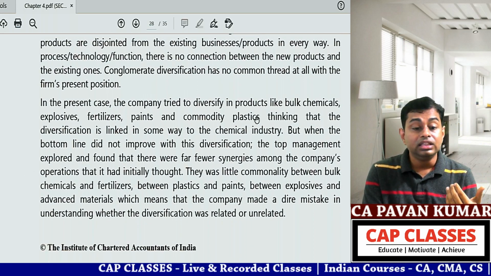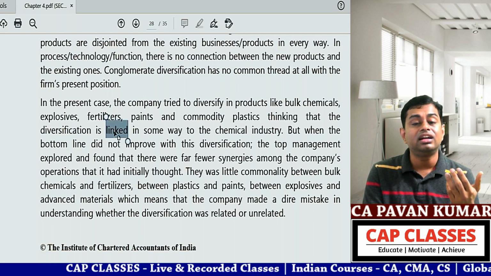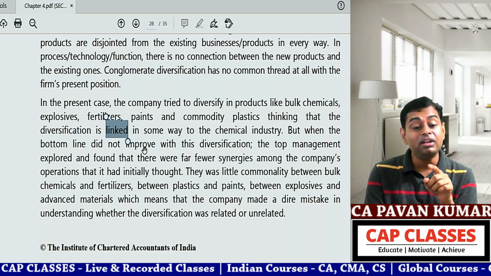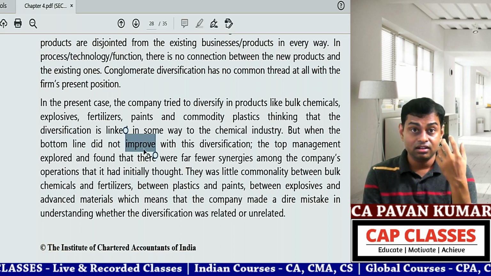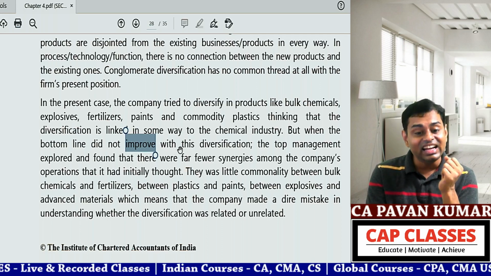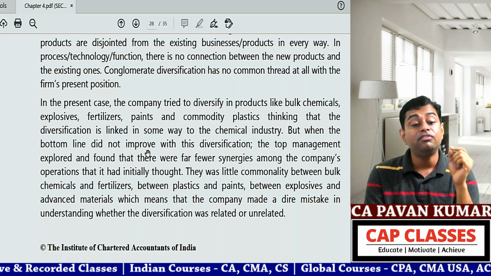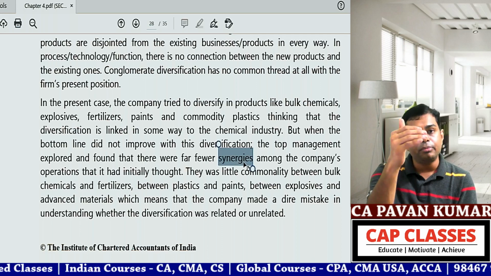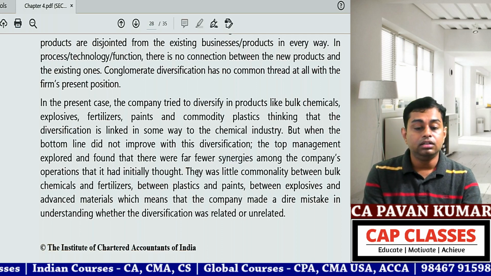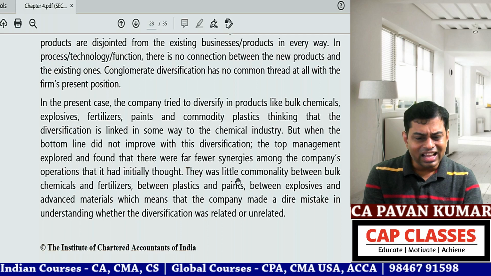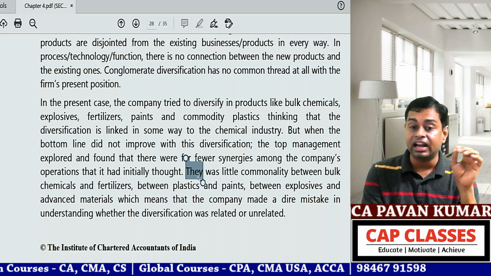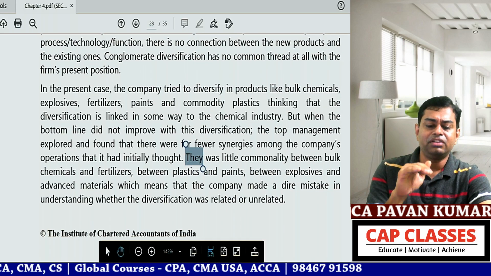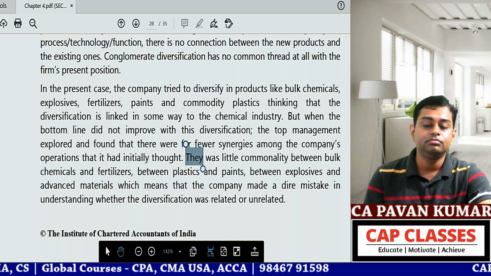from the question, thinking that diversification is linked. Idiot you are, thinking that it is linked. But when the bottom line did not improve, when the profits did not increase with this diversification, then the top level explored and found that there were far fewer synergies. Copy paste from the question. There was little commonality between, again copy paste, chemicals, fertilizers, between plastics, paints, between explosives, and so on.